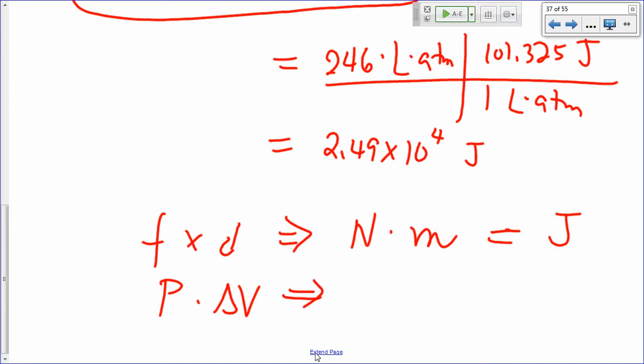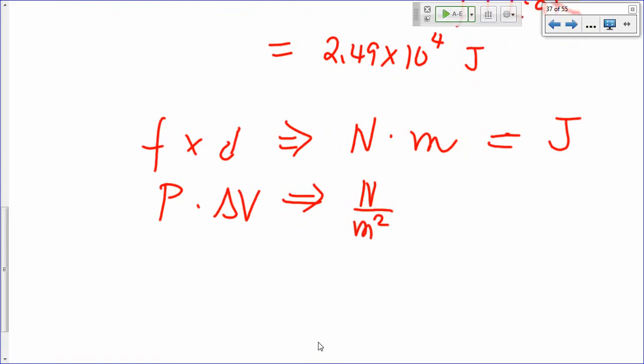What's the unit for pressure? What's the definition of pressure? Pressure is force per unit area, right? You divide the total force by the area on which it is exerted. So the unit for pressure is newtons per square meter. What's the unit for volume? Length times length times length, so it's cubic meter. So what's newton per meter squared times meter cubed? Newton times meter, which is a joule. So a pressure unit times a volume unit is a joule.